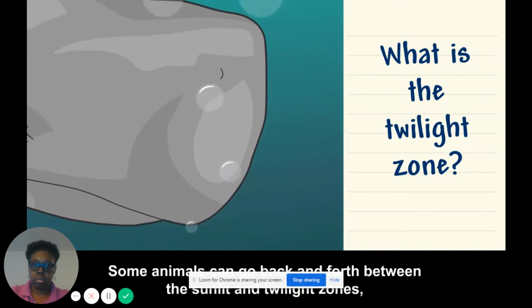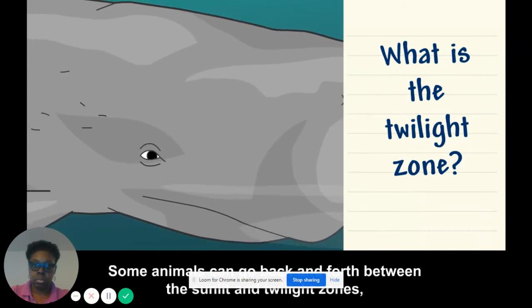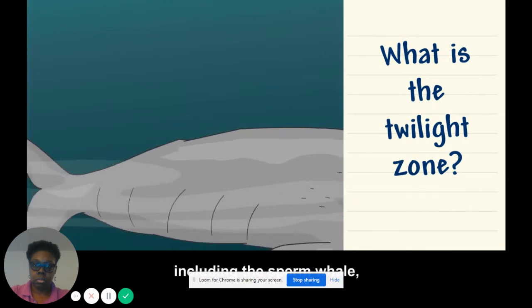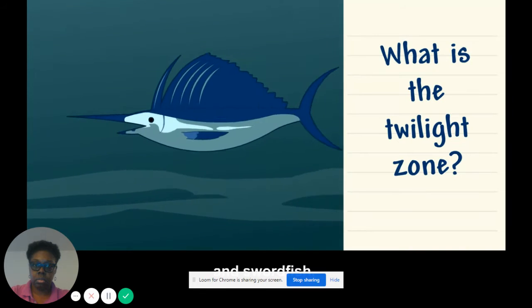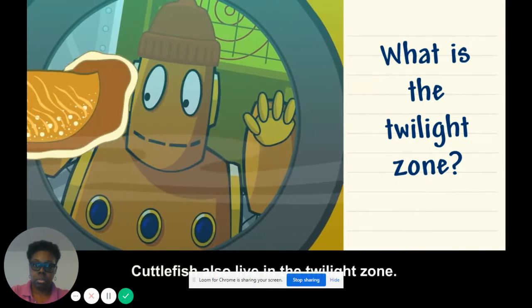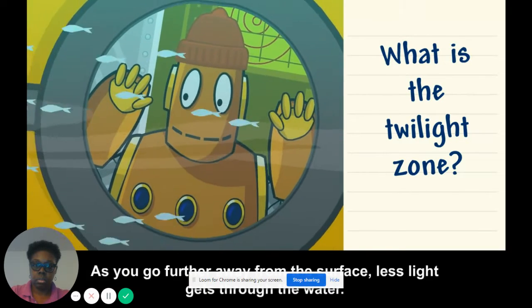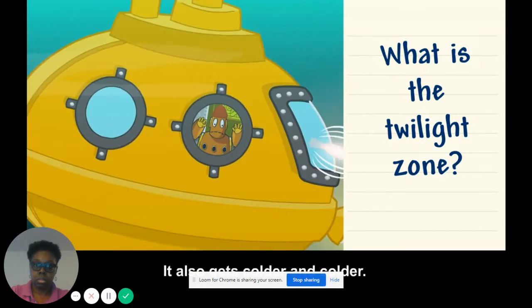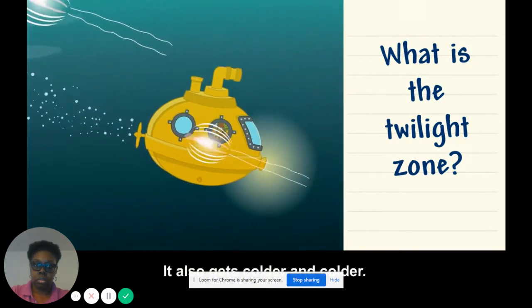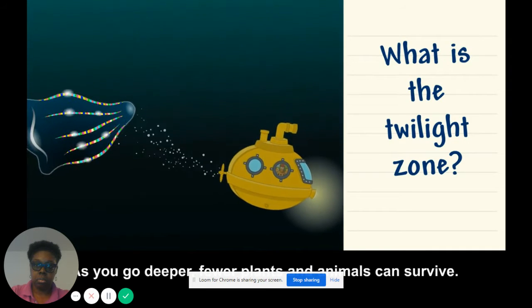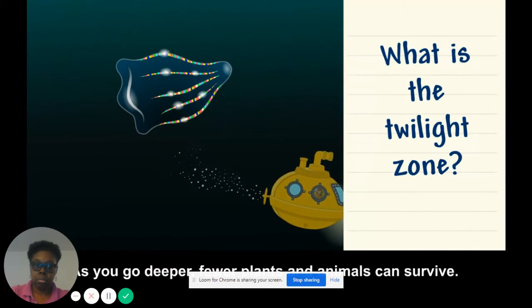Some animals can go back and forth between the sunlit and twilight zones, including the sperm whale and swordfish. Cuttlefish also live in the twilight zone. As you go further away from the surface, less light gets through the water. It also gets colder and colder. As you go deeper, fewer plants and animals can survive.